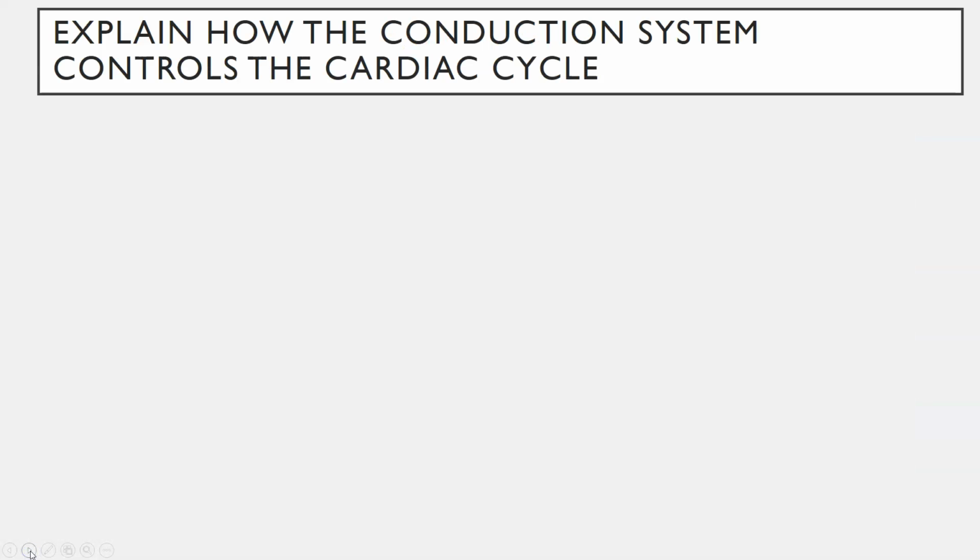So, explain how the conduction system controls the cardiac cycle. Pause. Give it a go. If not, I've got a little hint for you. Fill, impulse, empty, impulse, impulse, impulse, empty. Does that kind of give you... Ah, yes, I remember now. Pause it, give it a go. Okay, so now we're back. We're going to go through the answers.